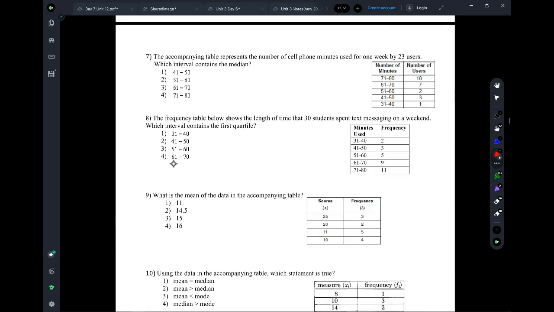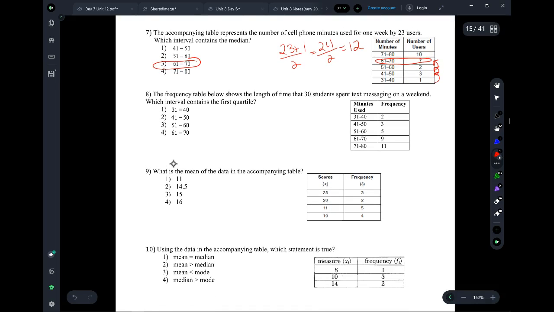All right, last few questions here for today. In the accompanying table, the numbers represent the number of cell phone minutes used by 23 users. Which one would be the median? So the median would be your middle user. So if there's 23 users, if we do 23 plus 1 divided by 2, we're looking for the 12th user, the 12th person. So this would be 1 plus 3 is 4, 4 plus 2 is 6, 6 plus 7. So it's going to be falling somewhere in that span. Just watch out for that one. It was going backwards.